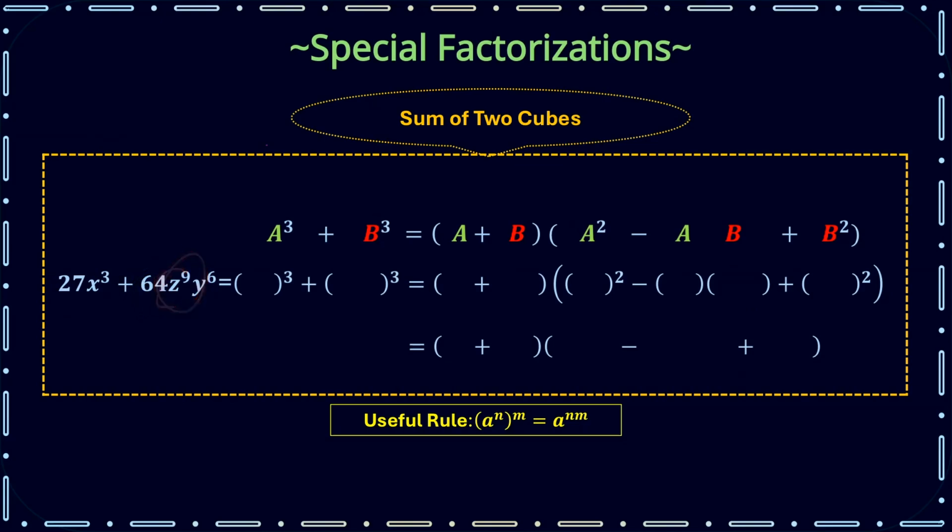Z to the 9 is a perfect cube because its exponent is divisible by 3. Y to the 6 is a perfect cube because its exponent is divisible by 3. So once again, you need to rewrite this expression as the cube of something plus the cube of something else. 27x cubed is the cube of 3x.